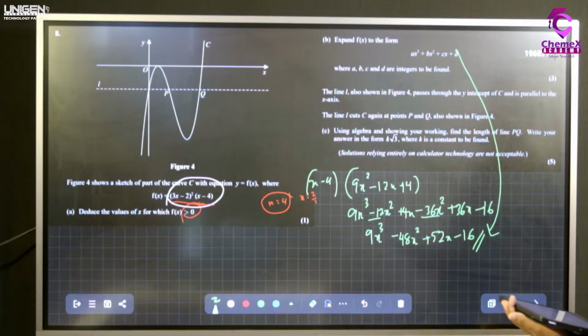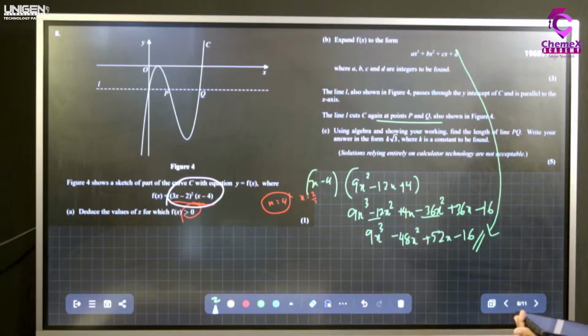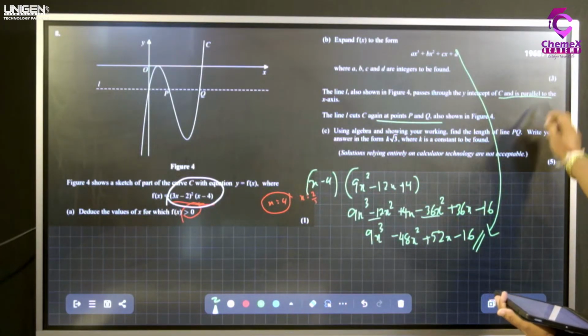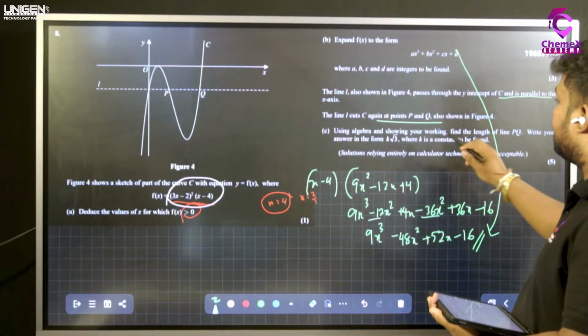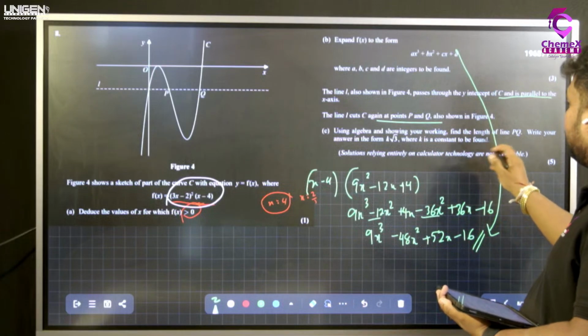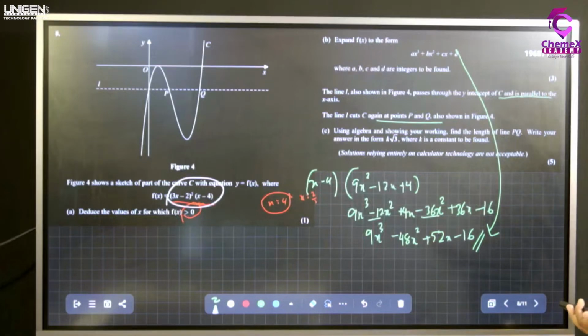Let's see. Using algebra, show your working, find the length of PQ. The line L cuts the curve again at P and Q. It passes through the y-intercept of C and is parallel to the x-axis. So they say it passes through the y-intercept at C and is parallel to the x-axis. Then what can you do here? The line passes through the intercept C and is parallel to the x-axis. Cuts at P. Okay, using algebra, show your working, find the length of PQ.